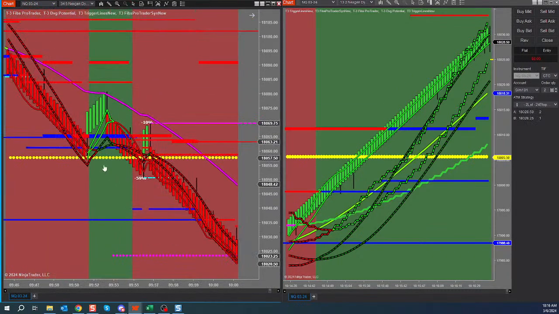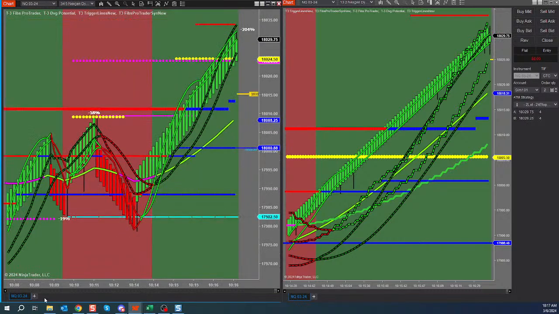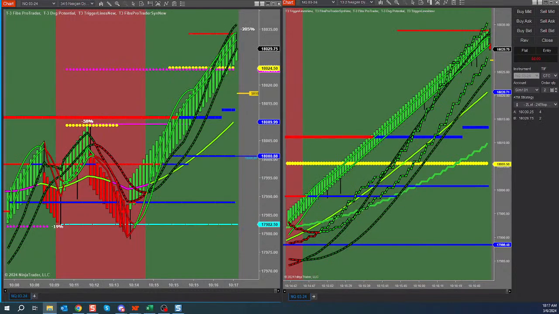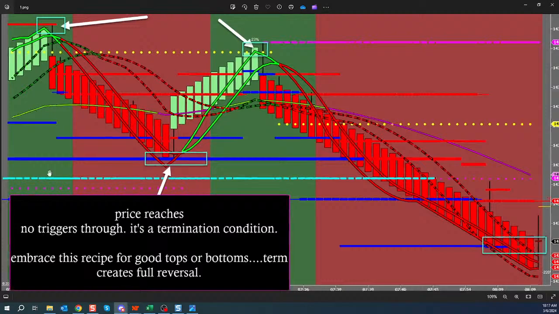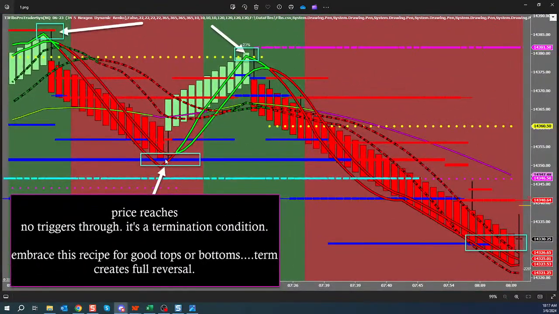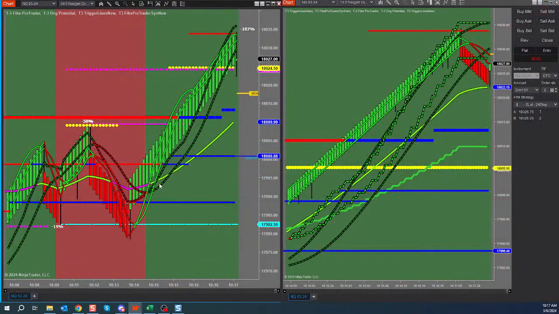And granted, that's in news. See how the triggers are passed? Boom, boom. So the idea of termination conditions, or of strong tops and bottoms, and let me go to a picture. I'm so glad that you put that because I really think this is a pretty solid lesson. The idea is that price reaches, no triggers through, then it's a termination condition. And a good top or bottom can only be a good top or bottom if it's a termination condition first. Does that make sense? And then once it reverses, it becomes a good top or bottom.